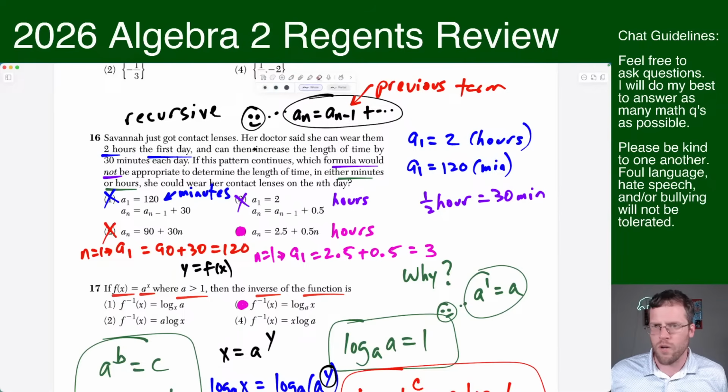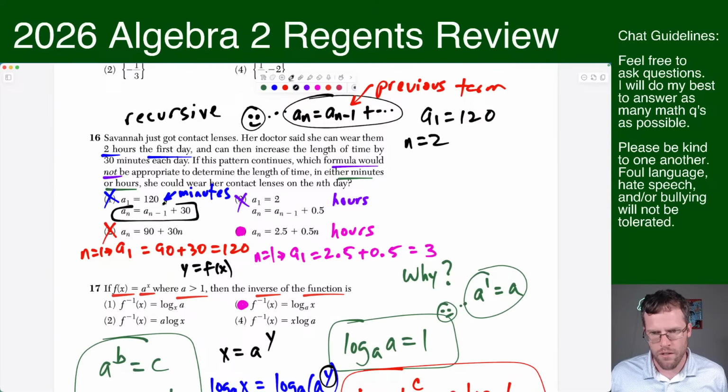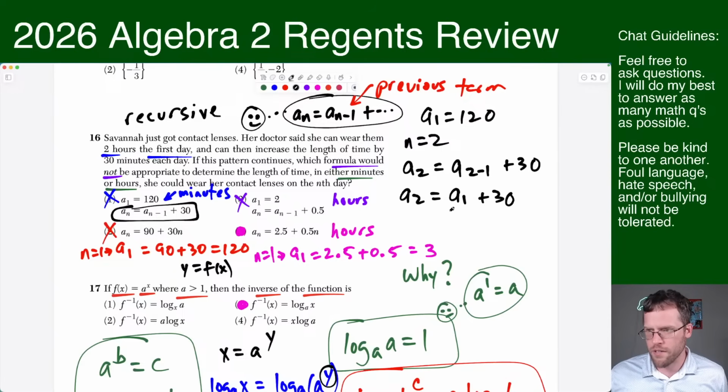So let me just explain why choice 1 is no good in a little bit more detail here. Hopefully this helps. So if A1 is equal to 120, let's say I plug in n equals 2. If I plug into this formula here, see how I get A sub 2 equals A sub, I'll pretend I don't know, 2 minus 1 is 1, and then plus 30. And this becomes A sub 2 equals A sub 1 plus 30. But you see how here's A2, the new term, and this is the previous. So the new one is always the previous one plus 30.